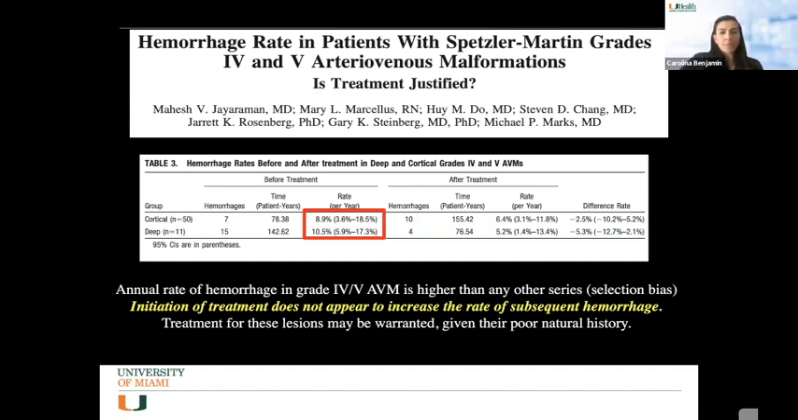What's the hemorrhage rate in patients with these high grade AVMs? Are we really justified in treating? This is an interesting study out of the UCSF group, and it shows that the annual rate of hemorrhage in this study happened to be higher than any other series. So we're obviously seeing a selection bias, right? This is a tertiary center that's getting referred some of these inoperable or very difficult to manage AVMs. So we are inherently looking at a different population. It is a single center study.